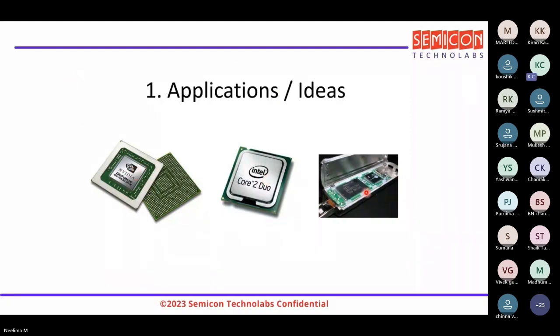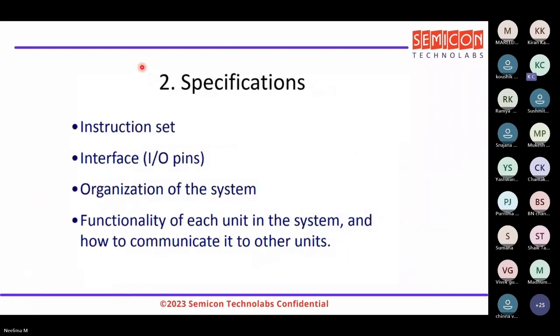Okay. Now, once you have the idea, the second thing is to map it down into technical specifications, right? So you need to have the instruction set, interface, IO pins, organization of the system, functionality of each unit in the system, and how to communicate it to other units. Okay. So technically, you are mainly mapping the idea into technical requirements. That is nothing but your specifications.